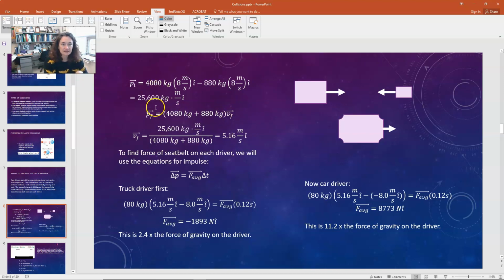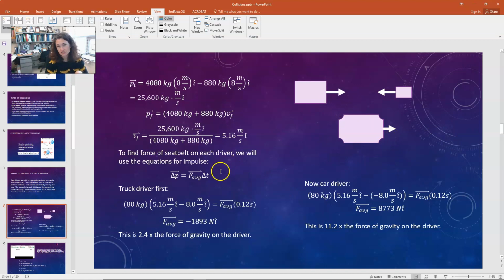All right, so setting these two things equal, I'm going to have 25,600 kilograms meters per second in the i-hat is equal to 4080 plus 880 times V final. Solving for V final, I'll divide through by 4080 plus 880 on both sides of the equation. So I have 25,600 divided by 4080 plus 880, and that gives me 5.16 meters per second in the i-hat. Okay, so that's the final velocity of this big mess that's traveling to the right here.